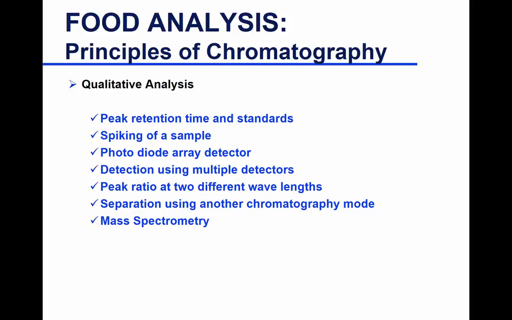Separation using another chromatography mode: if you detect coelution, the example I gave you one time that two compounds might have the same size, you're using size exclusion and you're having them both come out at 10 kilodalton, for example, then you use ion exchange or reverse phase, then you will separate them so that you can detect them.